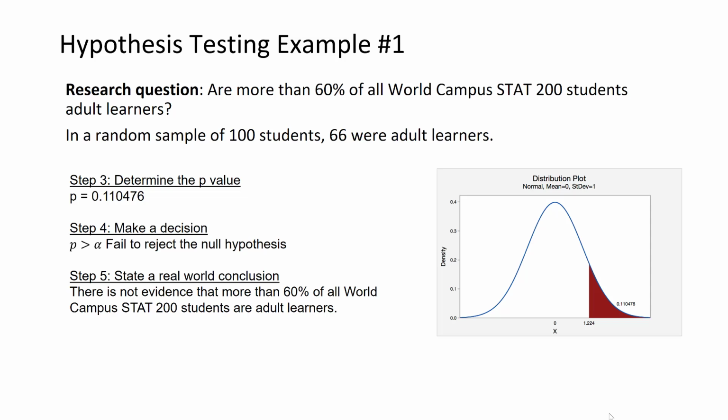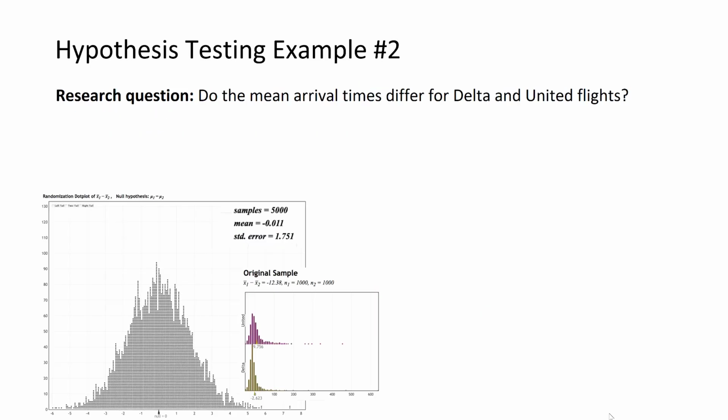Let's walk through one more quick example. Our research question is, do the mean arrival times differ for Delta and United flights? What we're going to be looking at is how early or late each flight is. An arrival time of 0 would mean that the flight is right on time. A negative arrival time would mean that they're early, and a positive arrival time would mean that they're late.